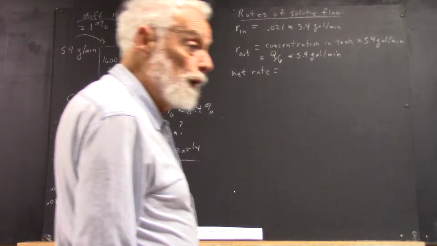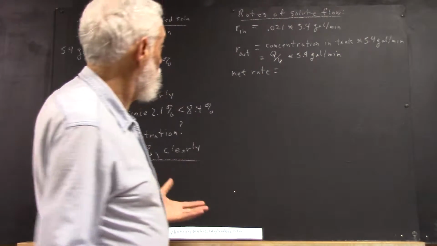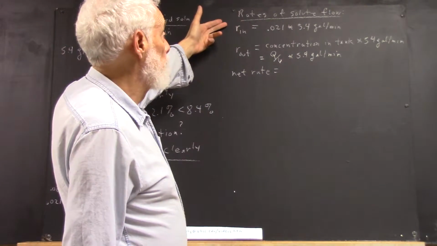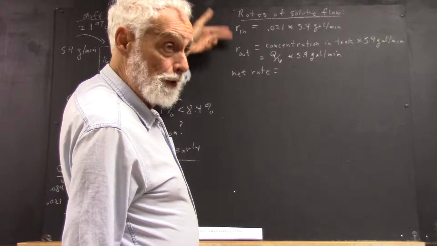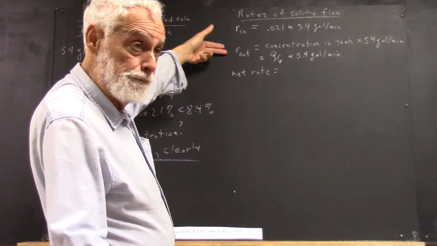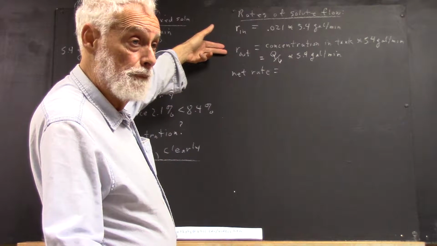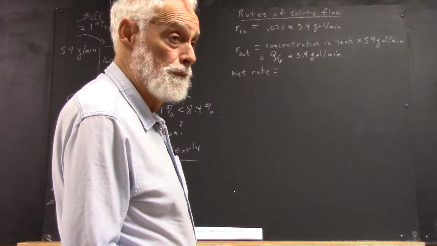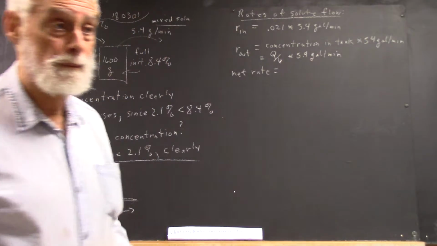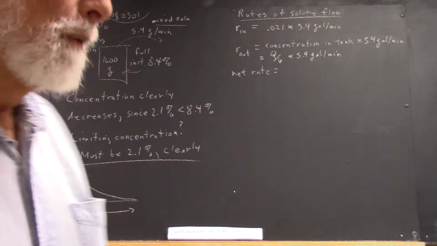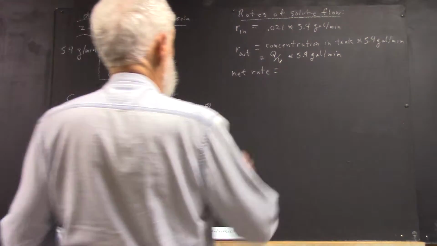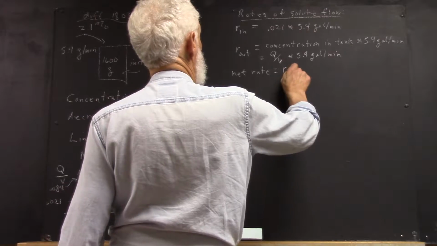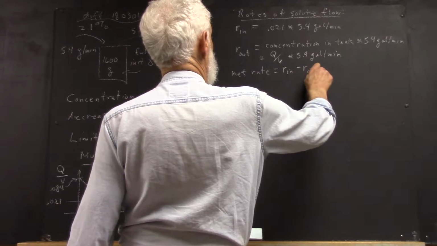And then the net rate, well, how are you going to get the net rate if you know the rate at which solute flows in and the rate at which it flows out? Then that's where you just have to subtract those, don't you? Yeah. So it's just the rate in minus the rate out. Right.